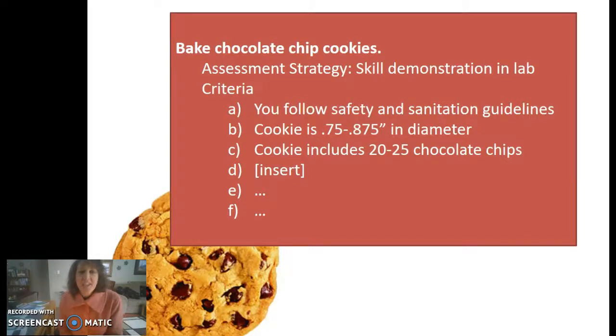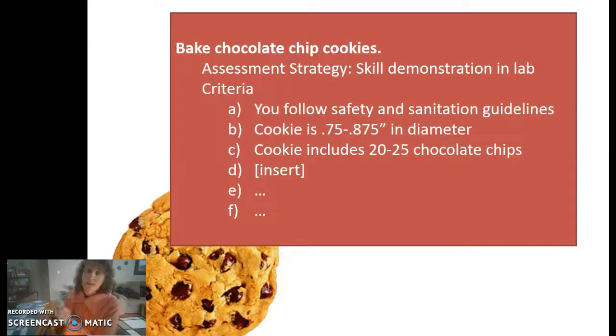Okay, so here's our assessment strategy. We have chosen for this competency that students will be assessed by a skill demonstration in the lab. So they're going to be down in the kitchen making and baking these cookies. And here are our criteria. Right, because a student could see that given competency, bake chocolate chip cookies, and wonder, well, how will I know when I have met the competency? Does it just mean that my cookies taste good?